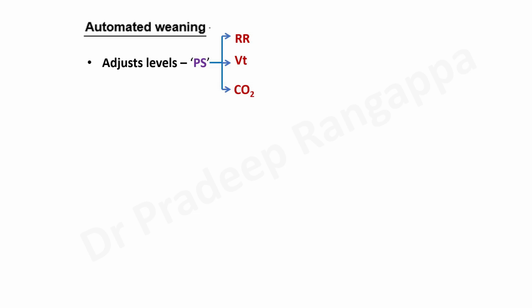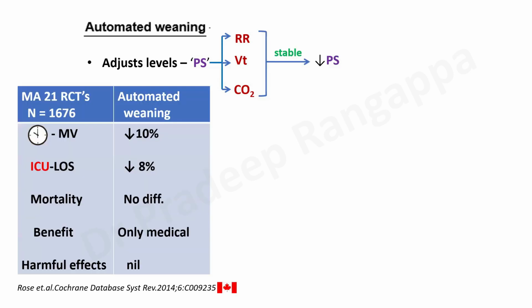I'm sure you have heard of ventilatory modes like proportional assist ventilation and adaptive support ventilation, where the ventilator adjusts the level of pressure support based on the patient's respiratory rate, tidal volume, and carbon dioxide. The ventilator does its own pressure support adjustment based on the respiratory rate, tidal volume, and carbon dioxide, and it starts reducing the pressure support.